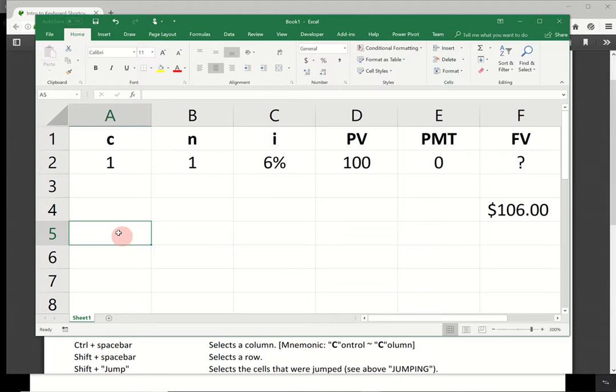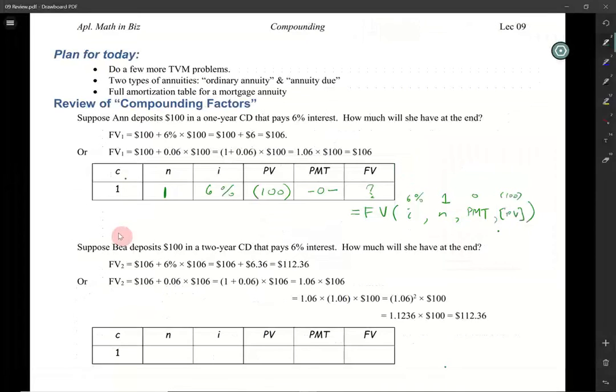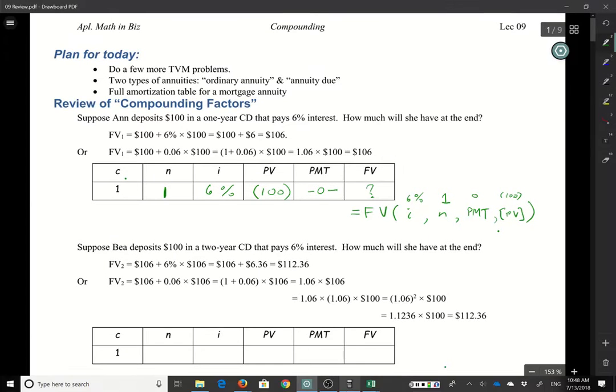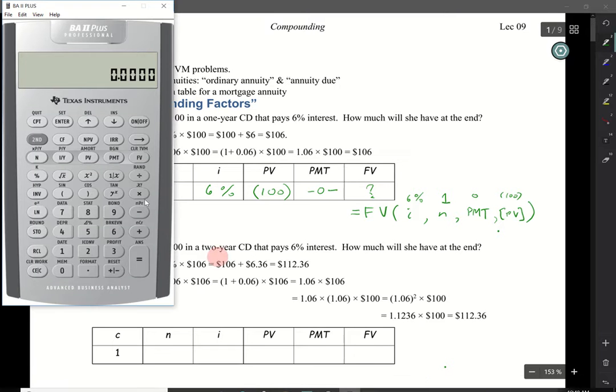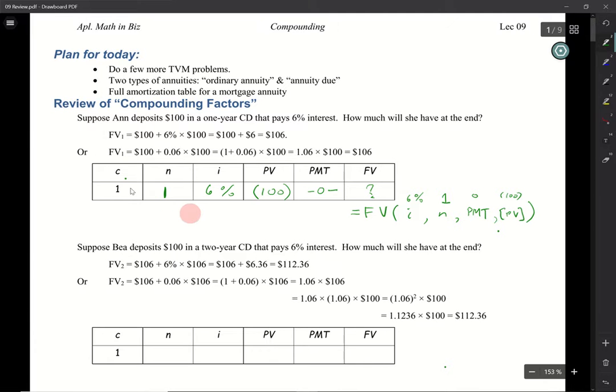Okay? So that's, as they say, beating a dead horse, right? Oh, and then, of course, if you wanted to use the calculator, these are the time value of money variables, and this payments per year is like the compounding variable.